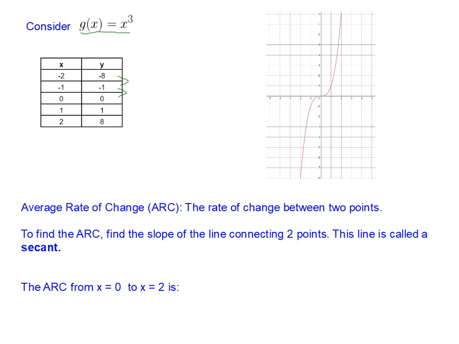The difference from -8 to -1, I guess that's going to be an increase of 7. From -1 to 0 is an increase of 1, and then an increase of 1, and then an increase of 7. Now you can see here that the first differences are not the same.